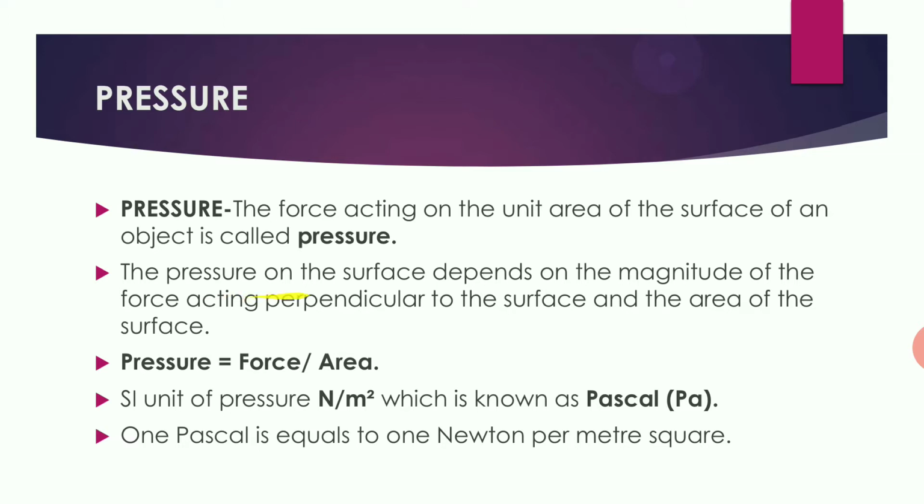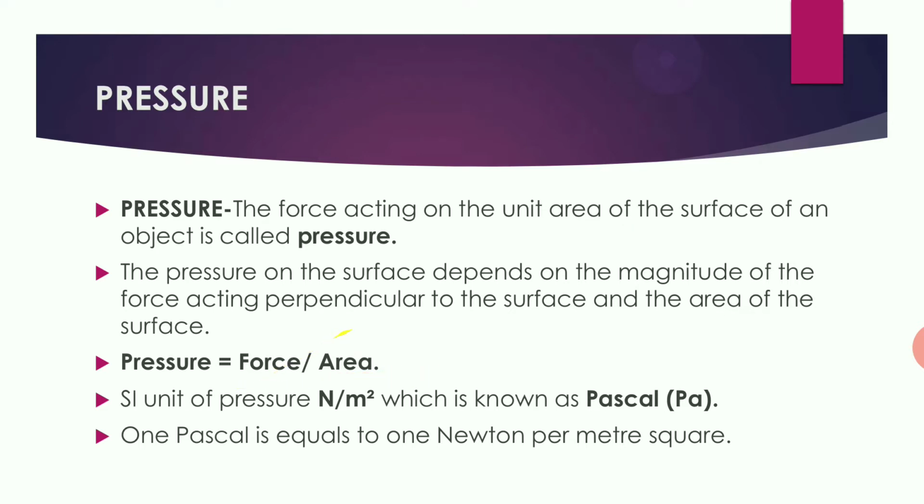The pressure on a surface depends upon the magnitude of the force acting perpendicular to the surface and the area of the surface. So the formula of pressure is force by area, that is force acting per unit area. So pressure is equal to force by area.